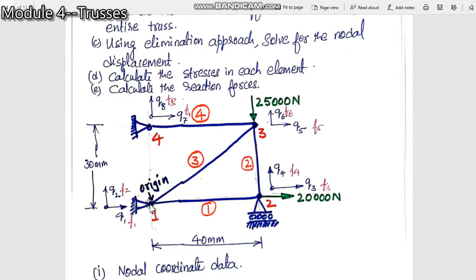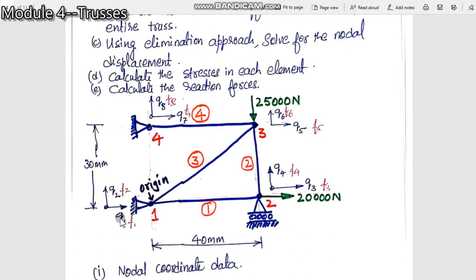If you look at this problem, nodes 1 and 4 are hinged, node 2 has a roller support, and loads are acting at node 2 in the positive x direction and at node 3 in the negative y direction. So, these are the details given.